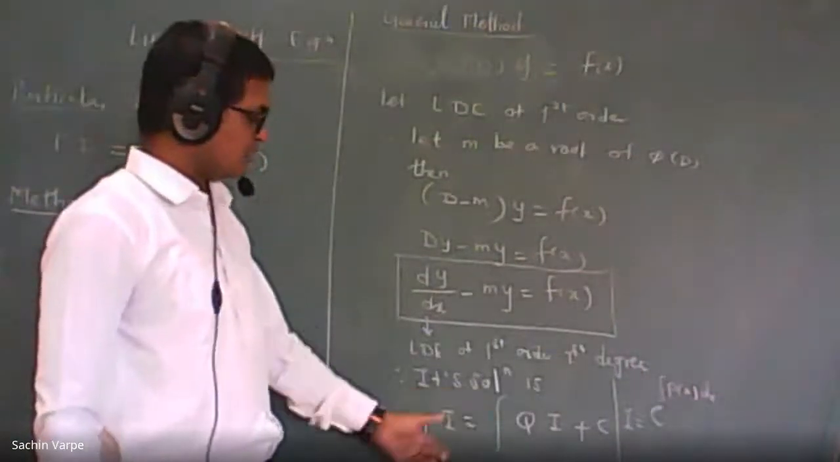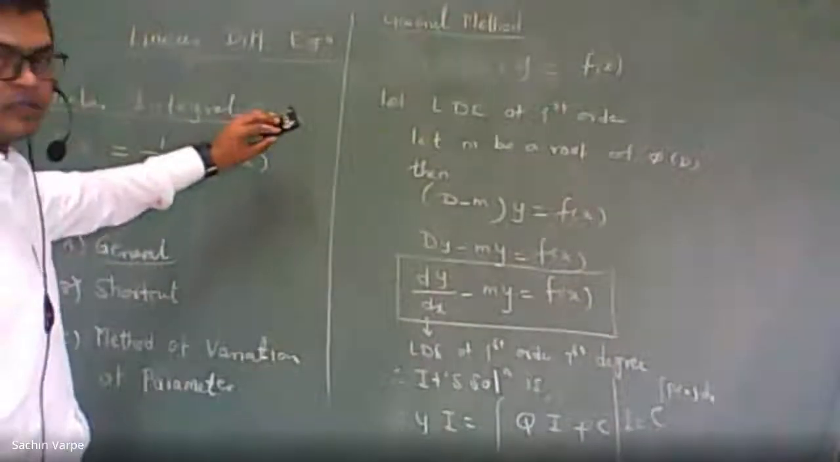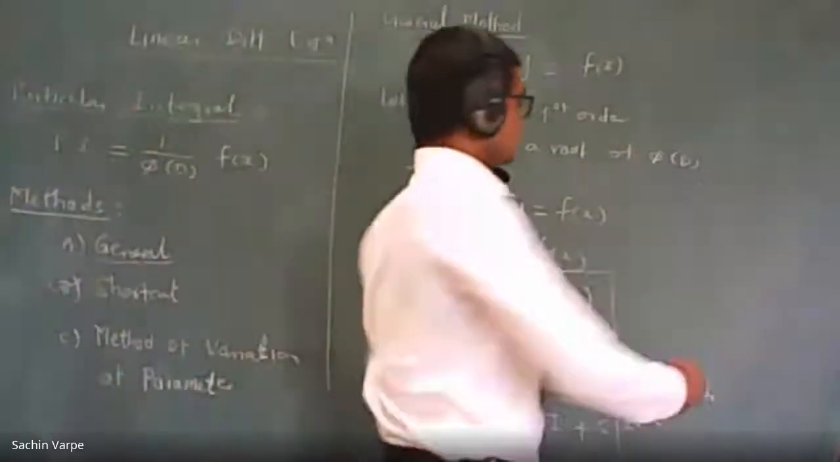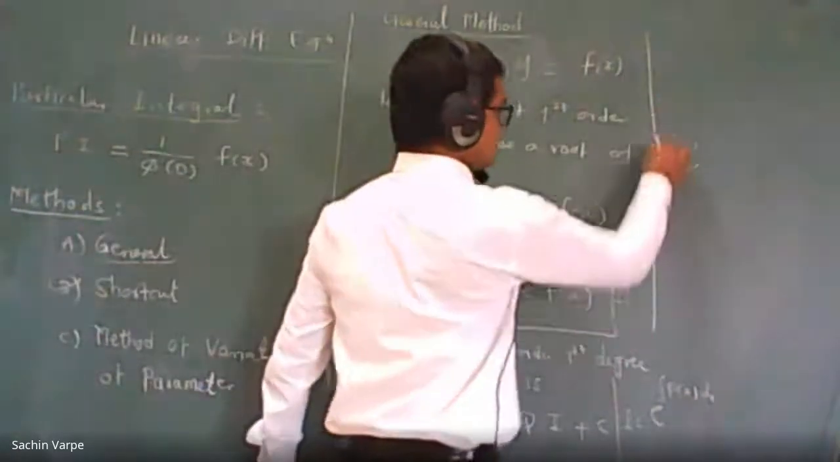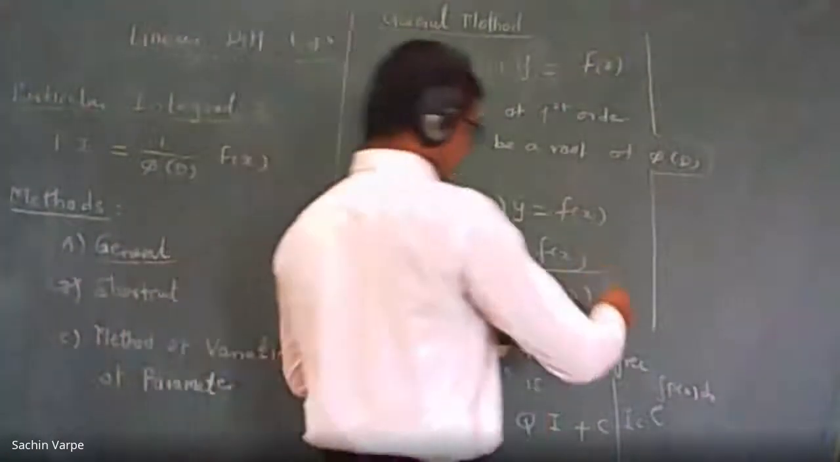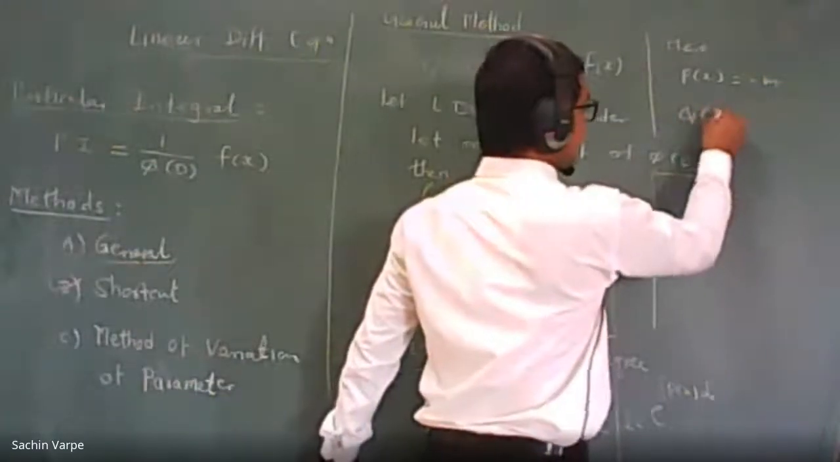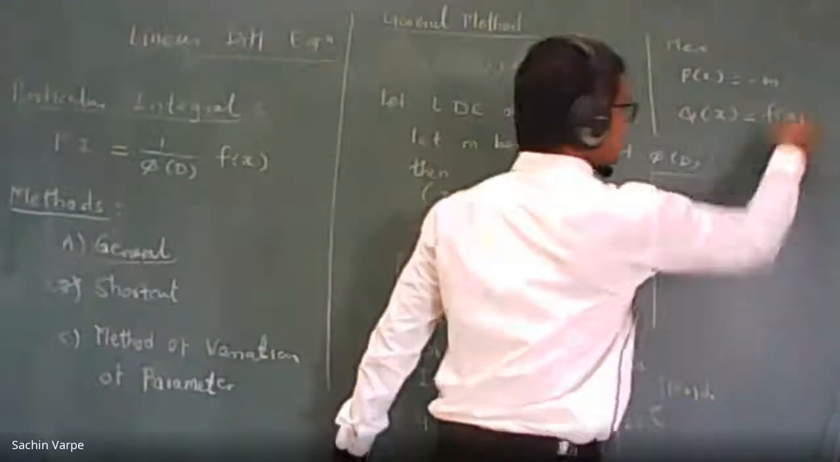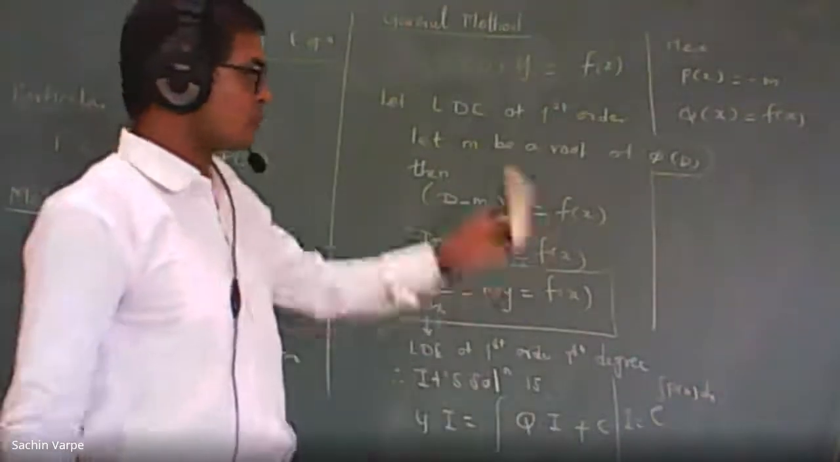So, if we apply this formula to the solution of this differential equation, what will it be? The solution will be, I'm writing here. Okay. So, what is p of x here? Minus m. Exactly. P of x is minus m and q of x is f of x. So what will be the integrating factor?